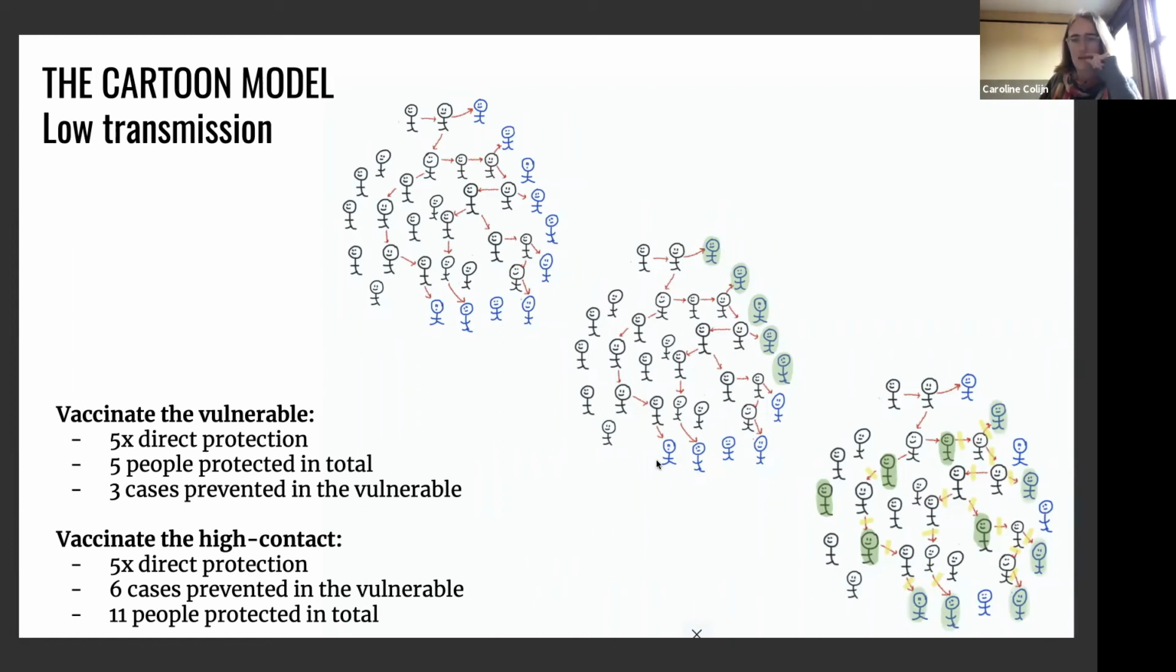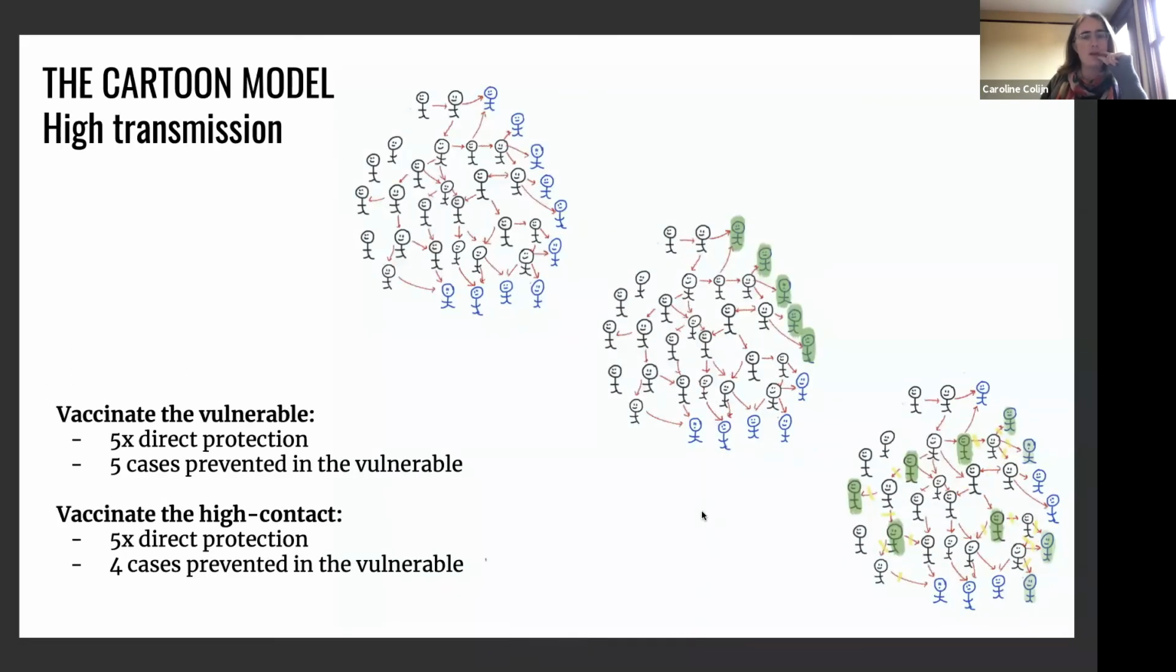The 5, well, this guy, yeah, they all got infected. Did all of them? No, I protected 1 of these guys who didn't even get infected at all. He was fine. Okay, so it shows you that indirect effects can be bigger than direct effects. I can also show you how it changes when the transmission is high.